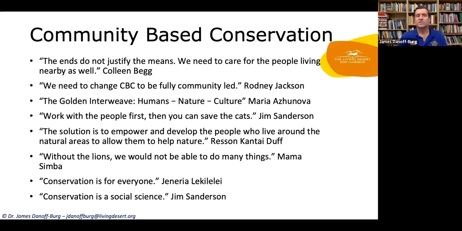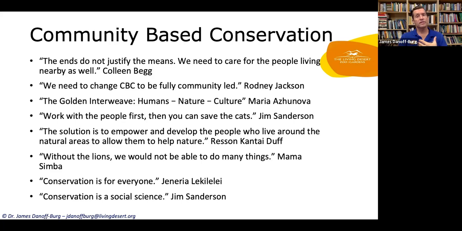So here's a series of great quotes. I love the first one: the ends do not justify the means. We need to care for the people living nearby our conservation areas as well, right? We can't just exclude people and say the area is protected.